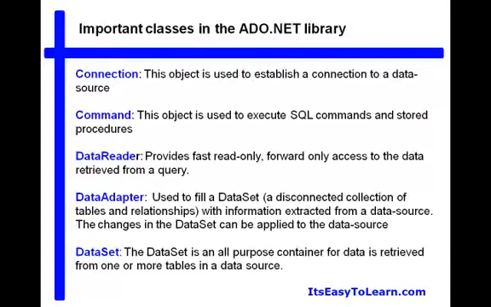Okay, so let us look at some important classes in the ADO.NET library. First and foremost is the connection. This object is used to establish a connection to the data source. Next is the command. The command is used to execute SQL commands and stored procedures. The data reader provides fast, read-only, forward-only access to the data retrieved from a query. A data adapter is used to fill a data set with information extracted from a data source. Then the changes done in the data set can be applied to the data source.